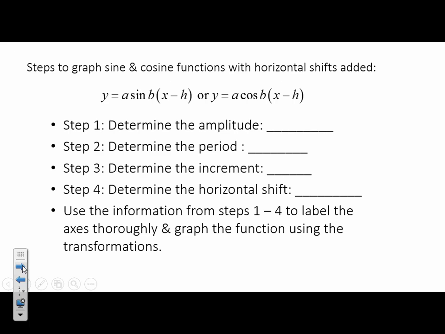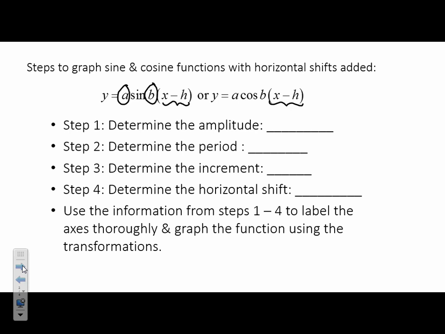So here are some steps to think about when we're graphing the sine and cosine with horizontal shifts added. So remember, we've been talking about the A being the amplitude, the B helping determine that period. Now you're going to see this set of parentheses here, or here if it's a cosine. But again, that set of parentheses is where I'm looking for a horizontal shift. Just like we've been talking about these translations or slides all year long, inside that set of parentheses is a very important part of finding that shift.